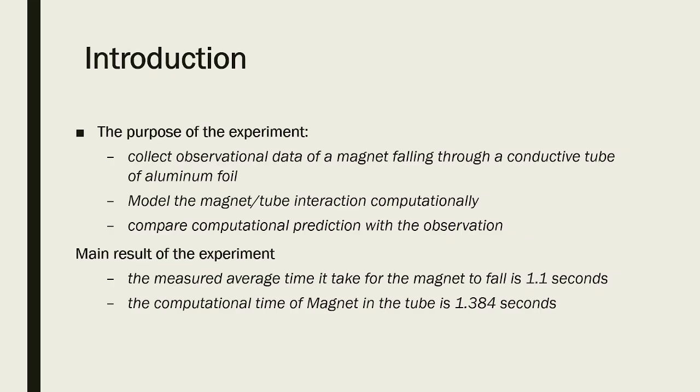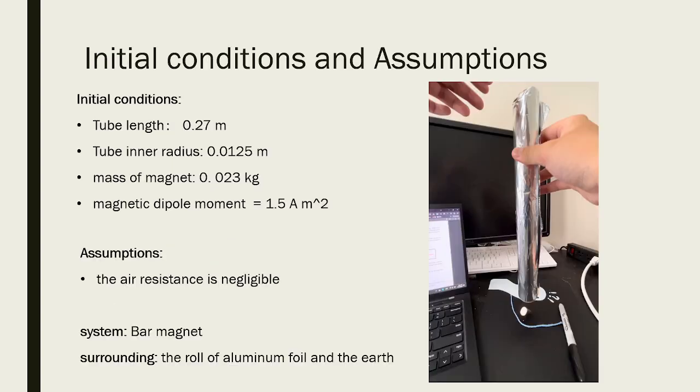So, introduction. The purpose of the experiment is to collect observational data of a magnet falling through a conductive tube of aluminum foil, model the magnet-tube interaction computationally, and finally compare the computational prediction with the observation. The main result of the experiment is: 1. The measured average time it takes for the magnet to fall is 1.1 seconds, and 2. The computational time of the magnet in the tube is 1.384 seconds.